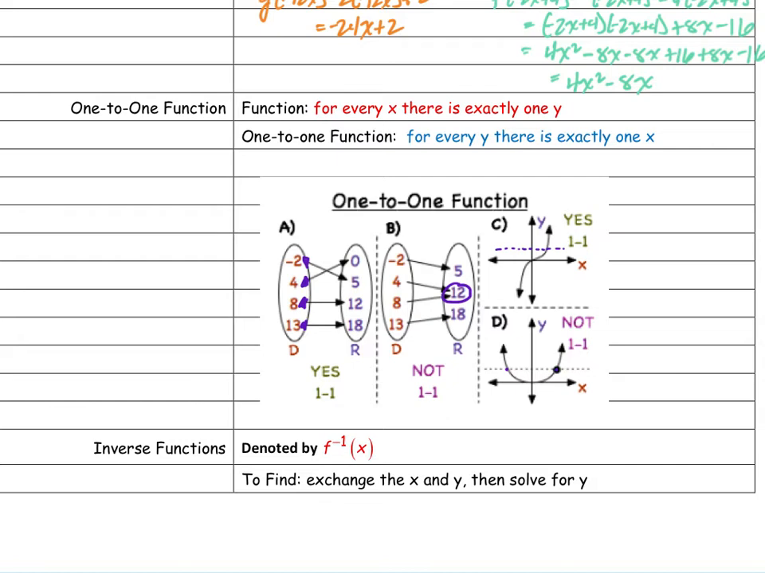And why do we need to know if it's a one-to-one function? When we're dealing with inverses, only one-to-one functions have an inverse.